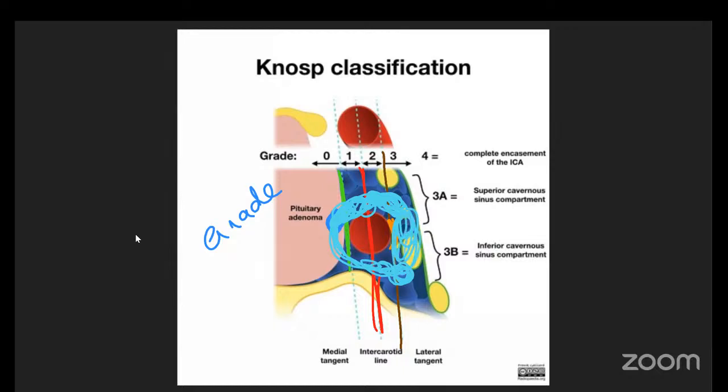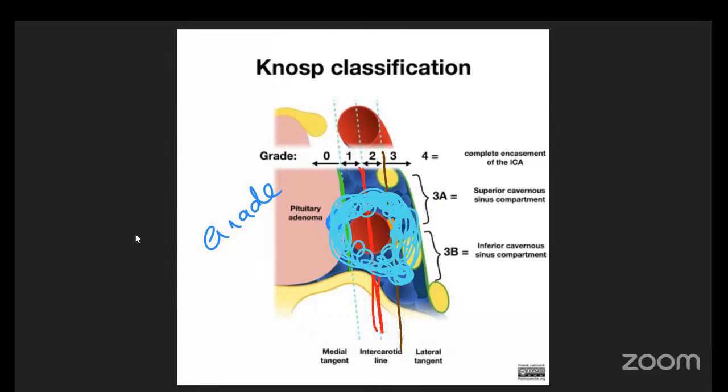When both inferior and superior are involved or engulfing the carotid artery, and there is complete encasement of the ICA, that is grade 4. When we say grade 4, this automatically means that the resection is not going to be possible since ICA is a non-sacrificable structure. Are we clear till here? Yes, ma'am.